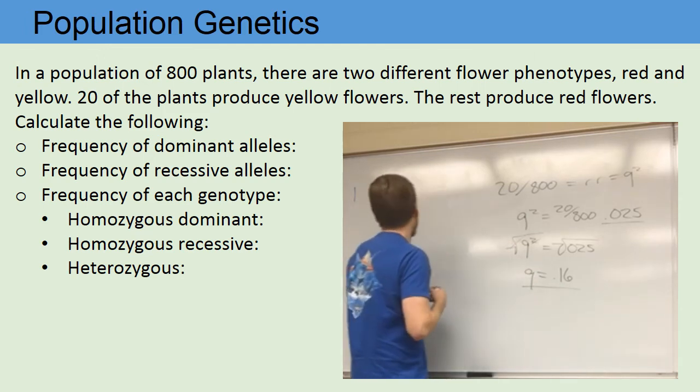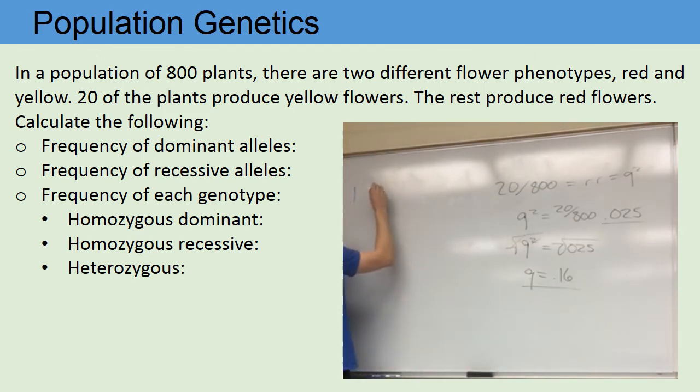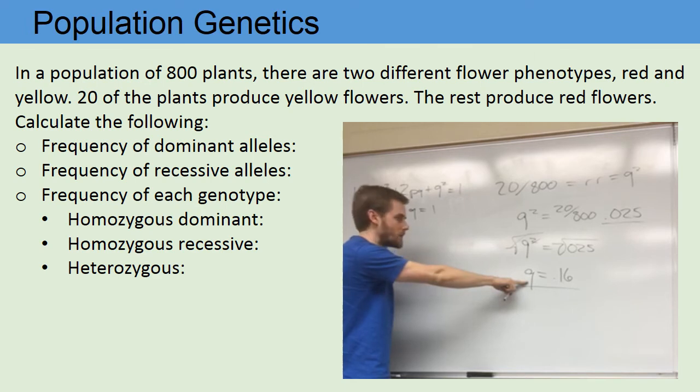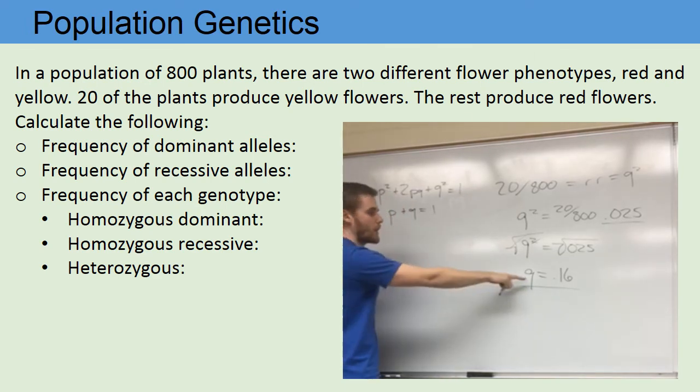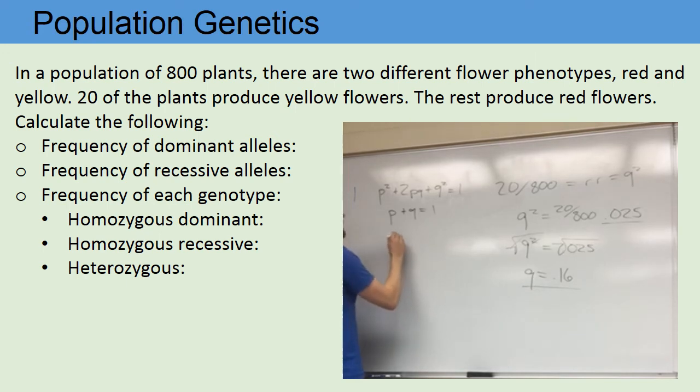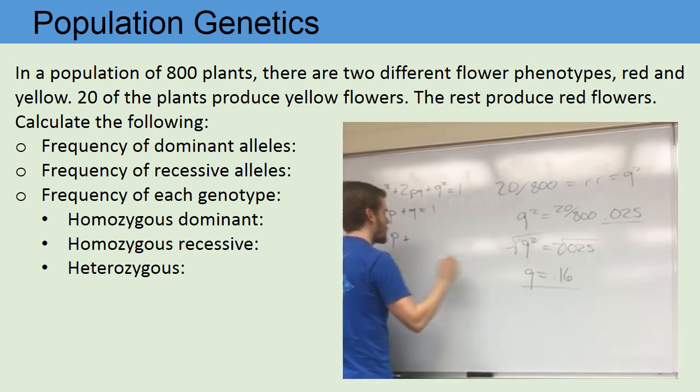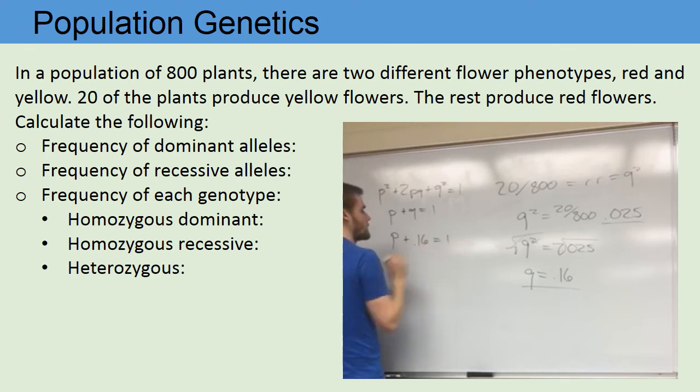So let's go back to our formulas. The formulas state that p squared plus 2pq plus q squared equals 1. We also learned that p plus q equals 1. Okay, so now that we've determined what q is, we can solve for p by plugging that q into this formula. So p plus q, which is 0.16, equals 1, or p equals 1 minus 0.16. So p is equal to 0.84.